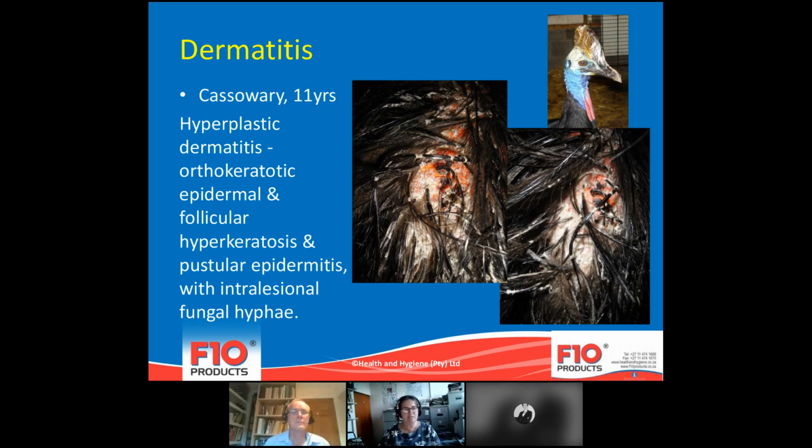So again, we took a biopsy. You can see the results here on the left. On PAS stain, they saw branching septate fungal hyphae. So this was a hyperplastic dermatitis with intralesional fungi. We didn't culture the organism initially, although we tried, and we started this bird on itraconazole. Luckily it would take capsules in cherry tomatoes, I think it was, that the keepers would put in. It was also on non-steroidals, and we started shampooing this bird once a week with F10 shampoo.